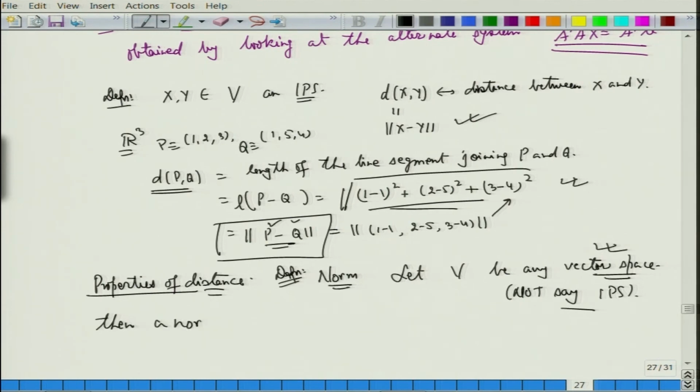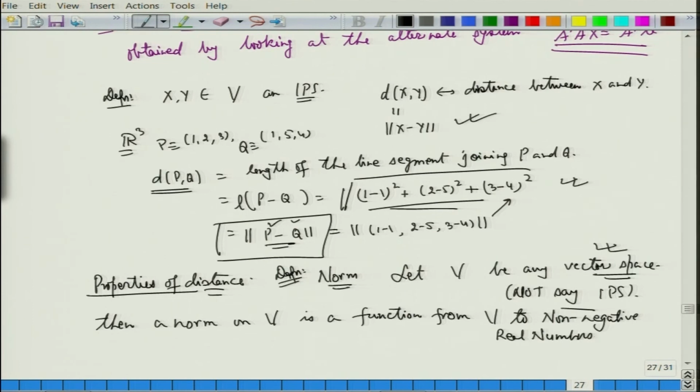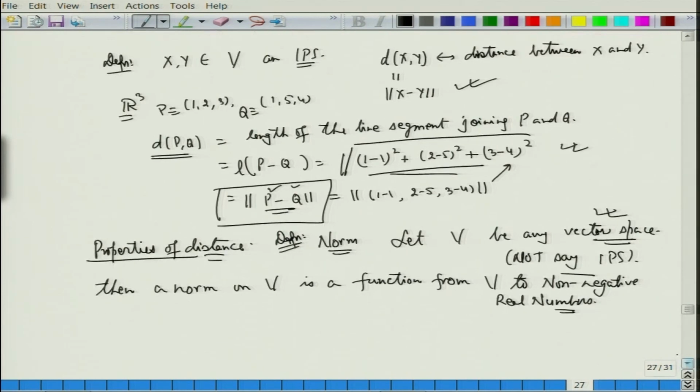Then a norm on V is a function from V to non-negative real numbers for us, all right. So, it is a map from V to R plus union 0, all right. So, it is R plus union 0, non-negative means 0 is included, all right, fine. So, the map should have certain properties. So, generally we write it as this.